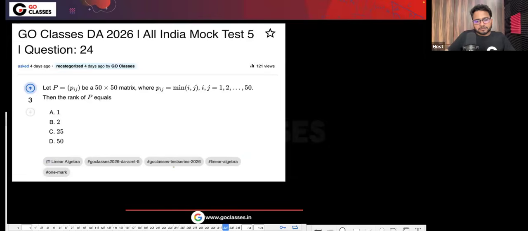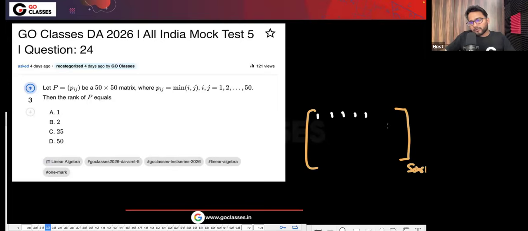Now let's see this question. This question was a bit nice, I can say, an interesting question. They're saying you have a matrix where each entry is the minimum of i comma j. So i and j go from 1 to 50, so you have a 50 cross 50 matrix. For the first row, the minimum of 1 comma j, with j running from 1 to 50, will be just 1. For the first row all will be 1.